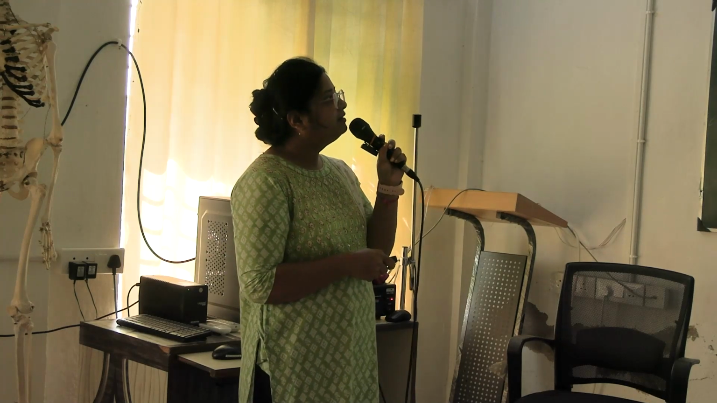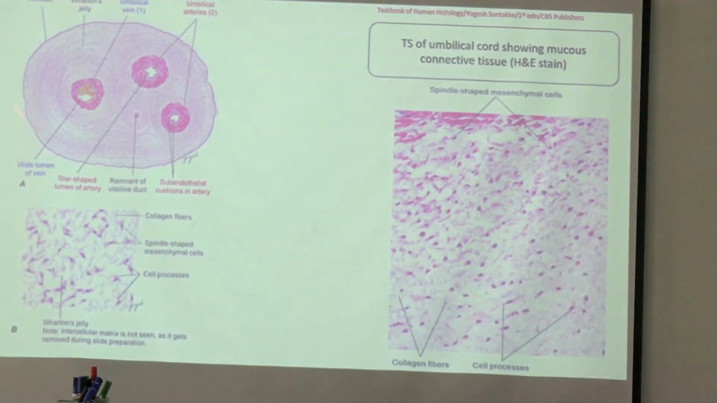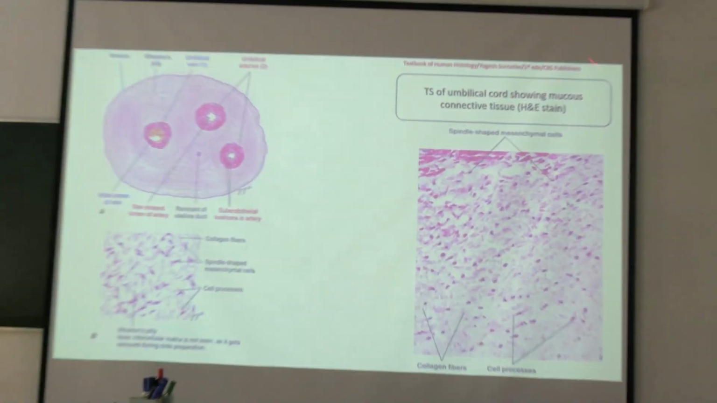See, this is a section of the umbilical cord. The umbilical cord has two arteries and one vein. You can remember like this: artery, vein and artery. Okay, two arteries and one vein. This is the umbilical vein. The wall is thin. Okay, and for the artery, the wall is thickest and the lumen will be small, star-shaped lumen. And the material surrounding these arteries is the mucoid material, formed by the Wharton's jelly, mucoid tissue.